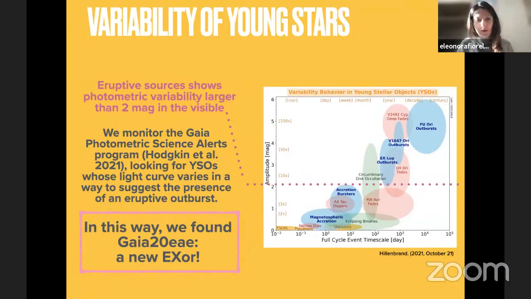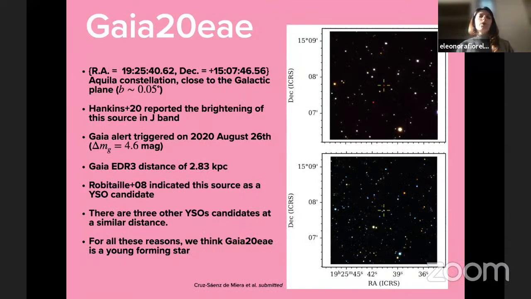And I'm going to show you why we think it's a new EXor. So this is what we knew about Gaia20eae before starting our work. This source lies in the Aquila constellation close to the galactic plane, and a brightening in the near infrared was already reported by Atkins 2020, when the Gaia alert was triggered in J-band, determined by an amplitude of 4.6 magnitudes, which is a lot. According to the Gaia distance, this source is at about 3 kiloparsec. But as I said before, it lies in the Aquila constellation, so it doesn't belong to the Aquila star forming region, which is at about 400 parsec.